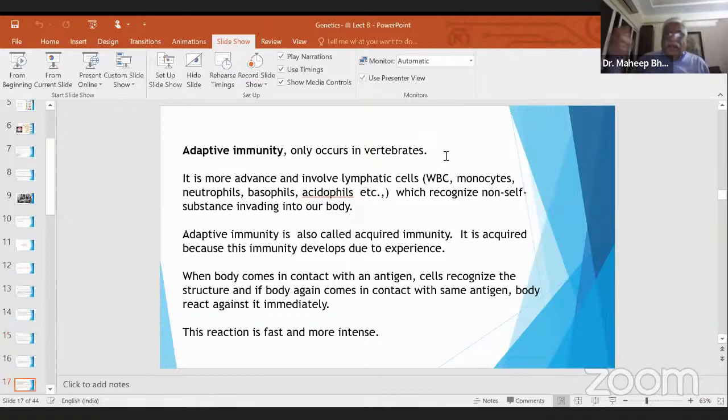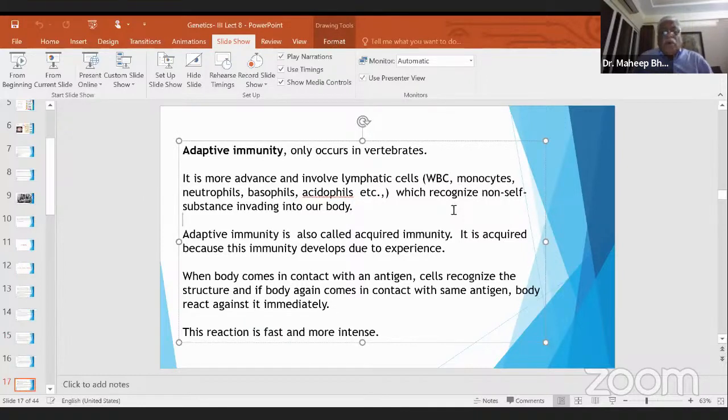But if anything enters into our body by breaking the innate barrier, and then comes in contact with these cells, as I named already, the neutrophils, basophils, WBC, acidophils, etc., and they are able to recognize them, in that case the body reacts against this and prepares a plan to neutralize them. Let us understand it like this. This is known as adaptive immunity because the body has learned by coming in contact with that particular bacteria. It can also be called acquired immunity or adaptive immunity.